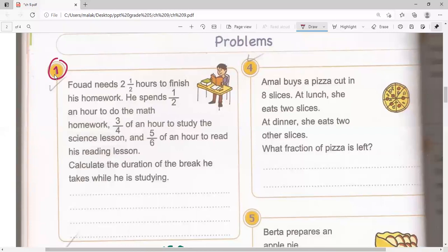Yes, teacher. Yalla Yareen, read problem 1. Fuad needs 1/2 hours to finish his homework. He spends 1/2 an hour to do the math homework, 3/4 of an hour to study the science lesson, and 5/6 of an hour to read his reading lesson. Calculate the duration of the break he takes while he is studying.